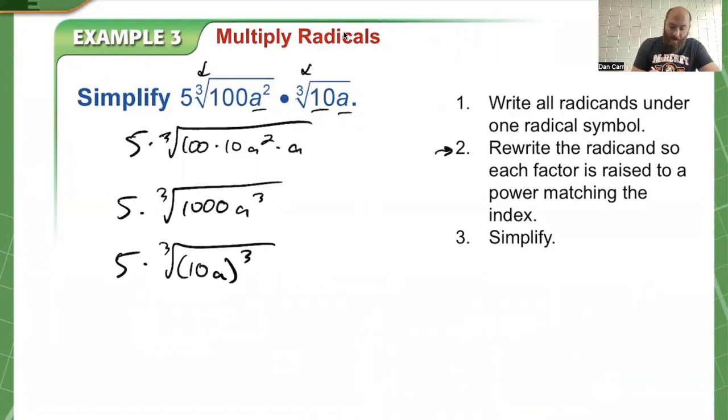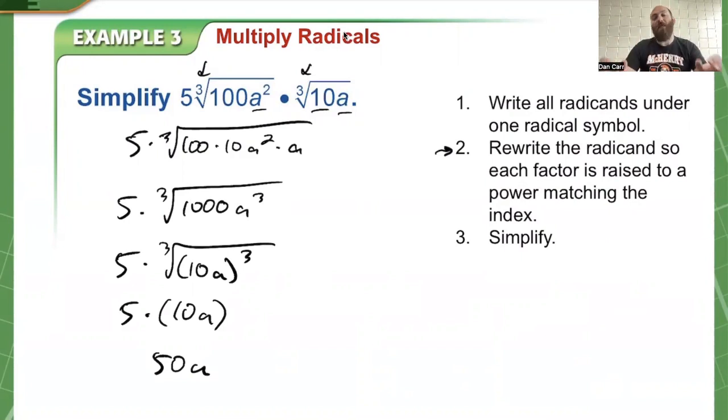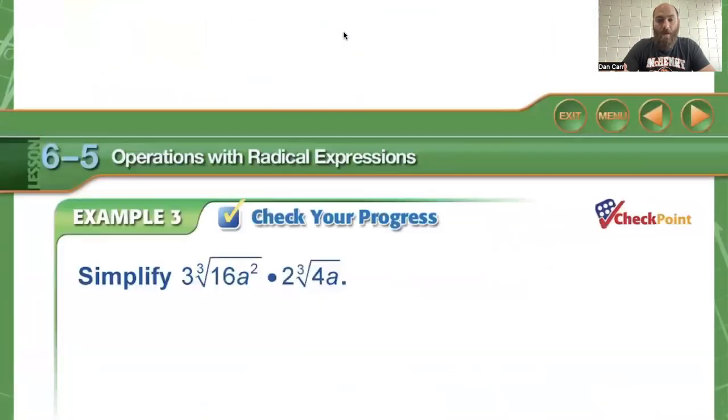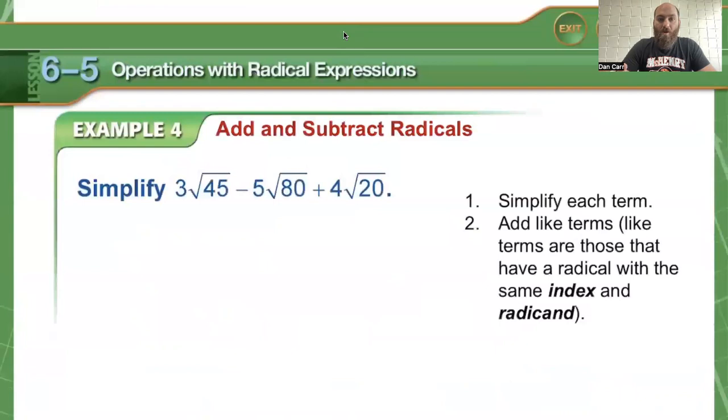From there, simplify it. So I have 5 times just 10a, which means 5 times 10 is 50a. So we're still applying the same rules, we just put them together first under one radical. Okay, so you can check that one on your own.